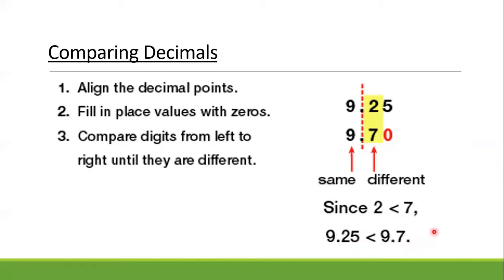Students, remember, while comparing two decimal numbers, if the digits at the units place are the same, then we need to compare the digits at the tens place. And if the digits at the tens place are also the same, then we need to compare the digits at the hundreds place and so on.